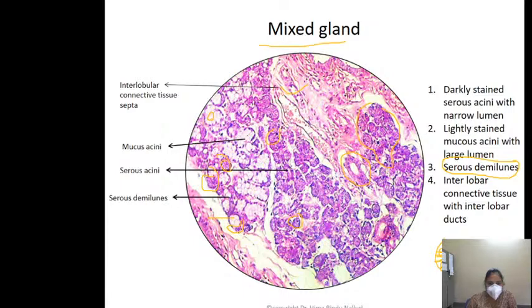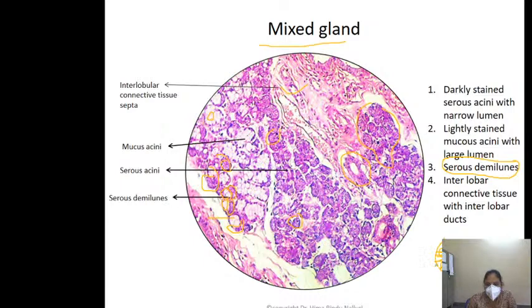These are the serous cells, and this is the mucous acinus, right? This is the typical example that you can see for a serous demilune. Here also you can see serous demilune. This is the mucous acinus here, and over this you see the serous cells. This is an example for the serous demilune. Here also the mucous acinus, and over this you see the serous cells.